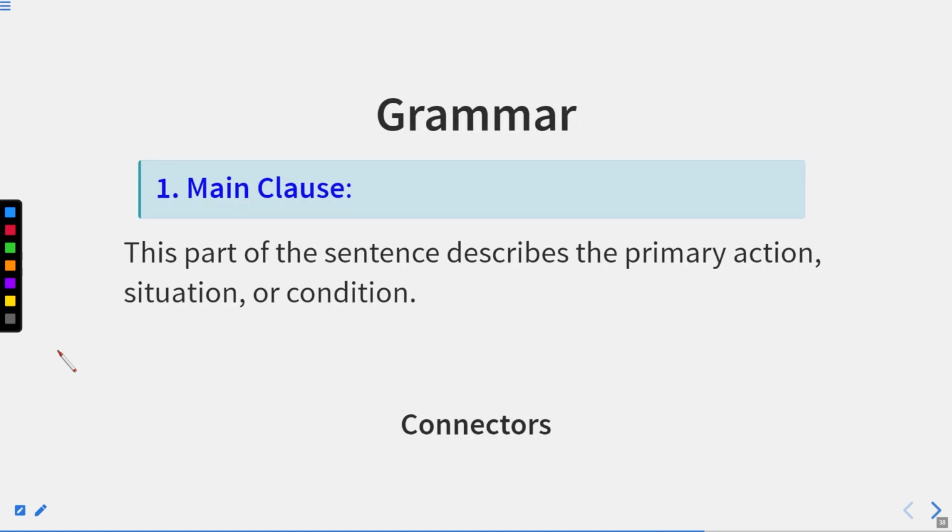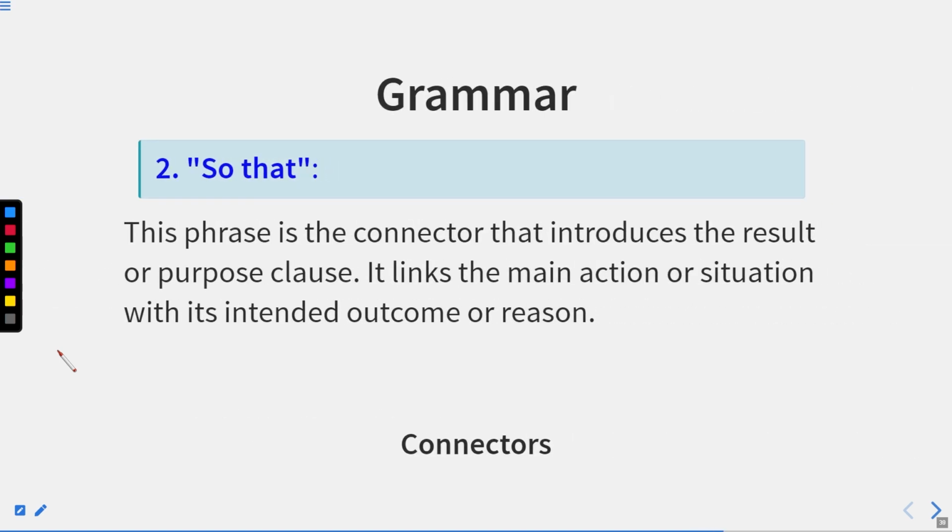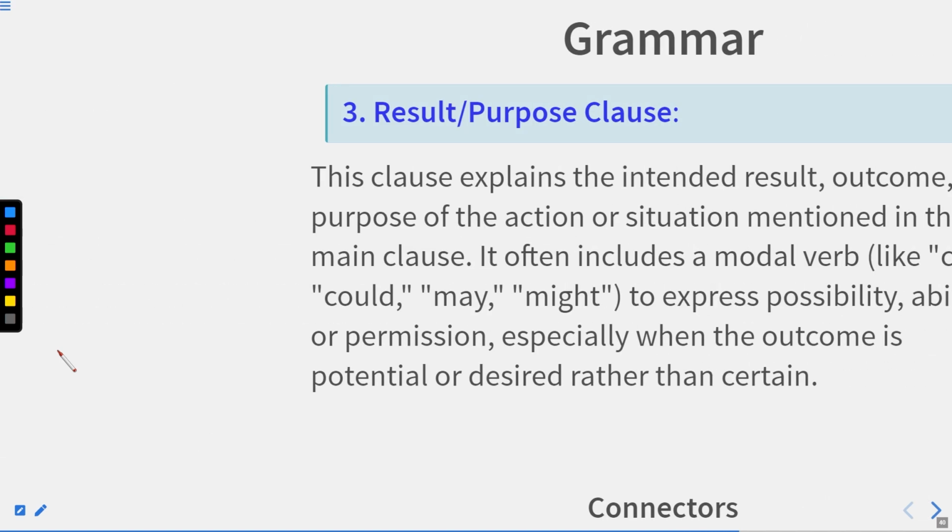Now, main clause. This part of the sentence describes the primary action, situation, or condition. Then we have "so that". This phrase is the connector that introduces the result or purpose clause. It links the main action or situation with its intended outcome or reason.